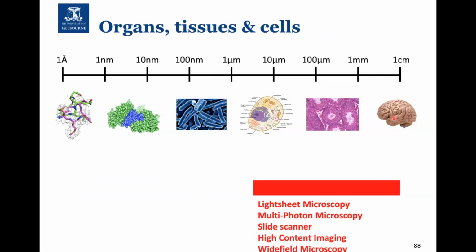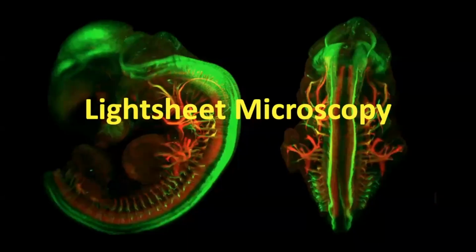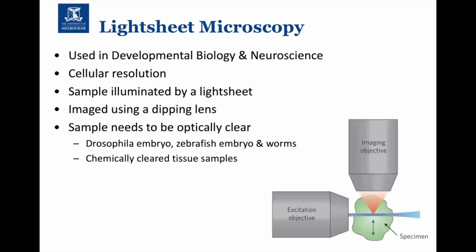Okay, so the ones we're going to cover are light sheet microscopy, multiphoton microscopy, slide scanners, high content imaging, and again, wide field microscopy. And that will take us through the kind of organs, tissues, and cells regions of the scale of imaging. Okay, so light sheet microscopy is regularly used in developmental biology and neuroscience applications. It's a very macro level imaging, so mostly kind of cellular resolution.